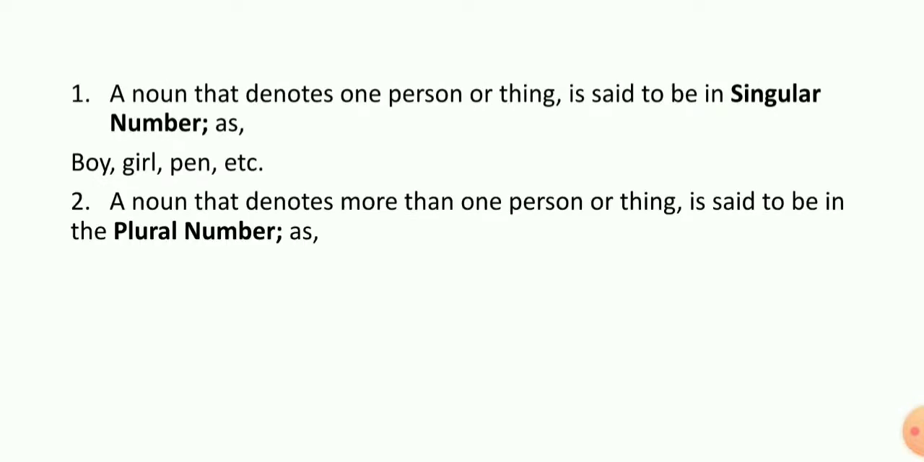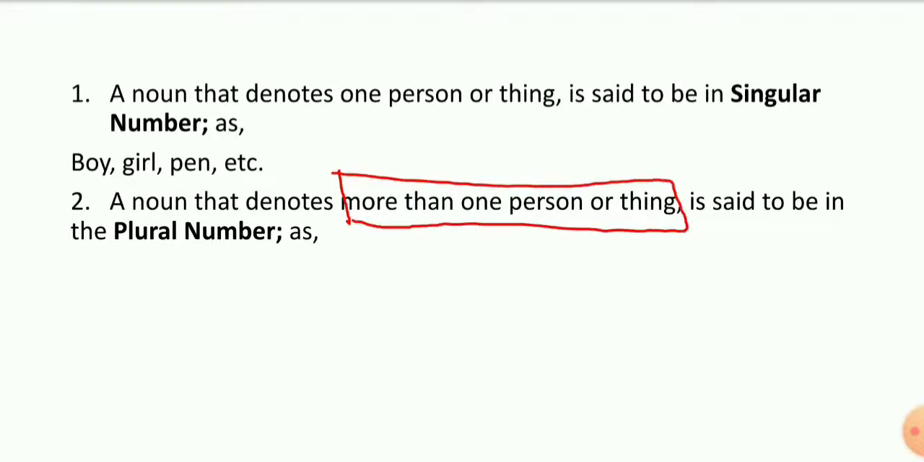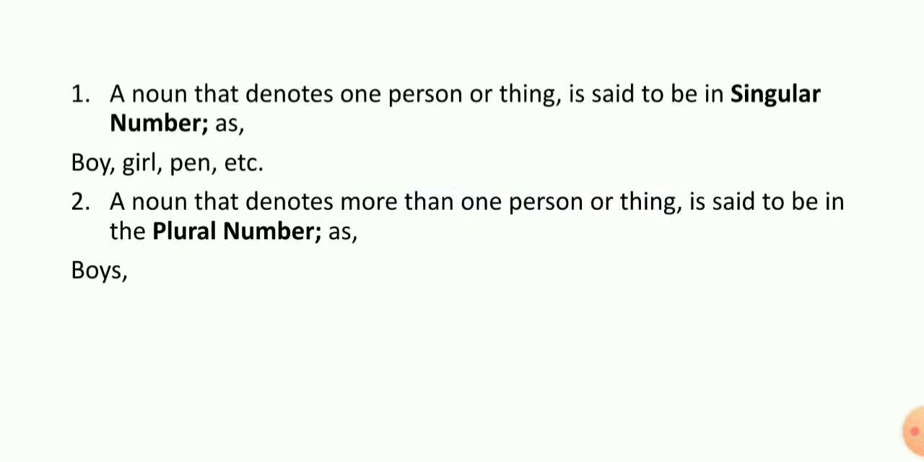And we have another example, a noun that denotes more than one thing. More than one thing, keep remembering. More than one person or more than one thing is said to be in plural number. That is called a plural noun or plural number. Examples are boys, girls, pens, etc.